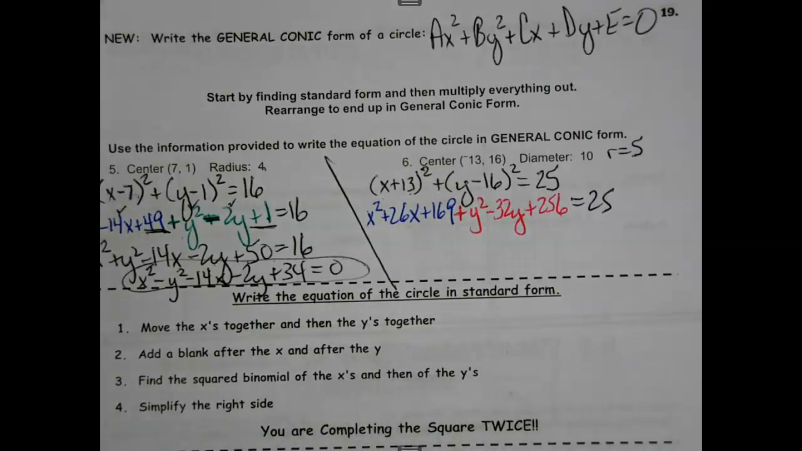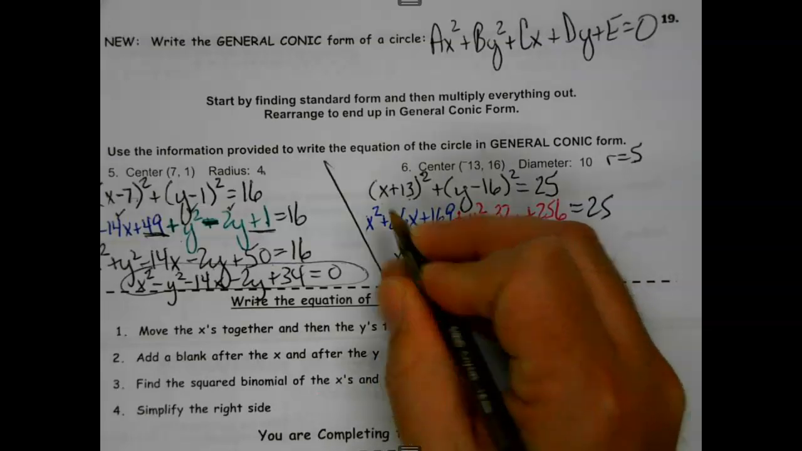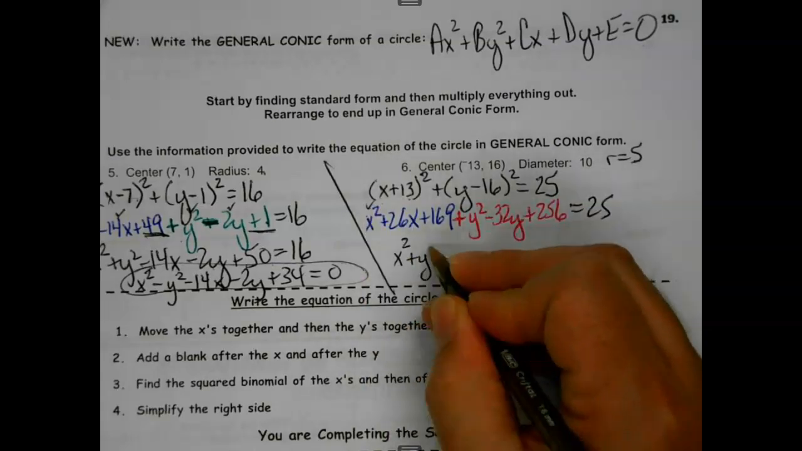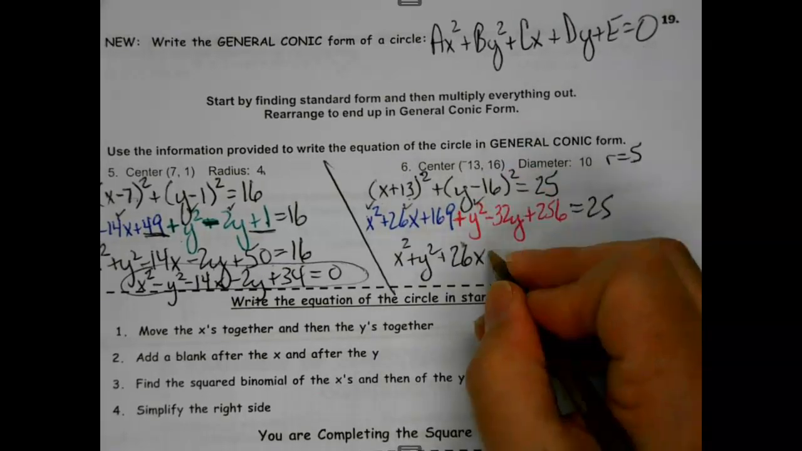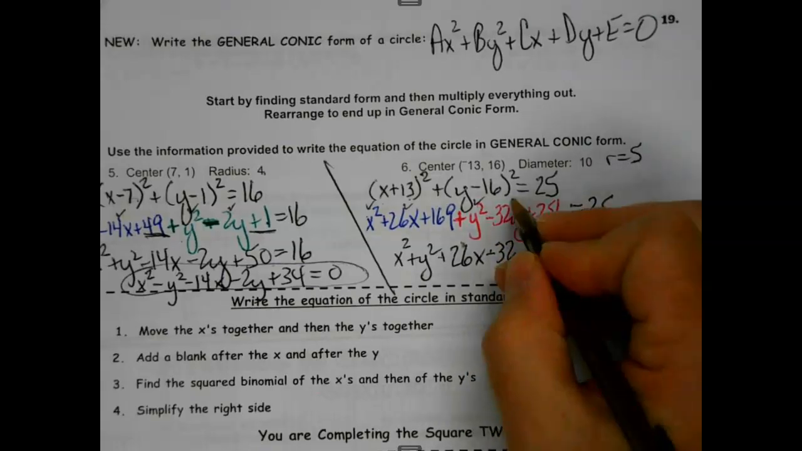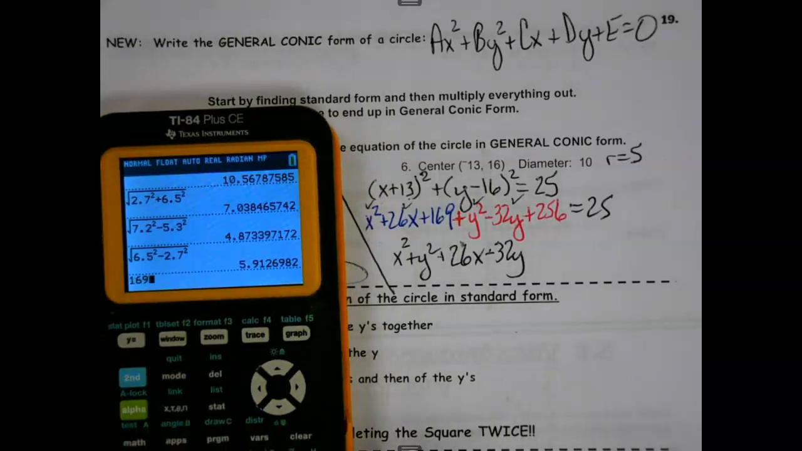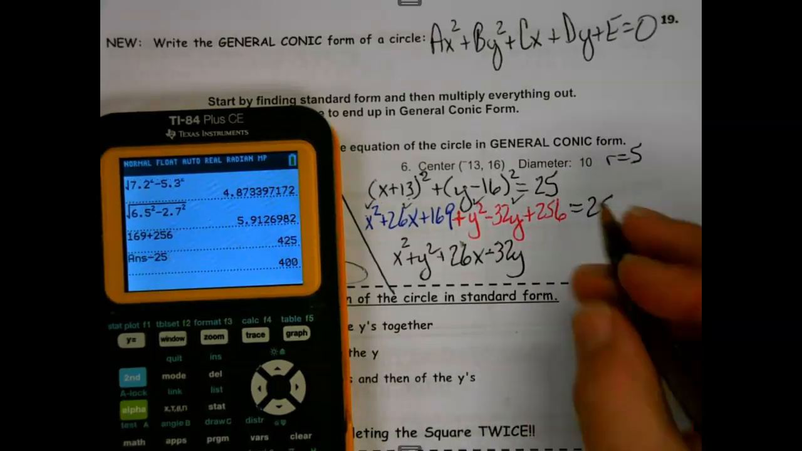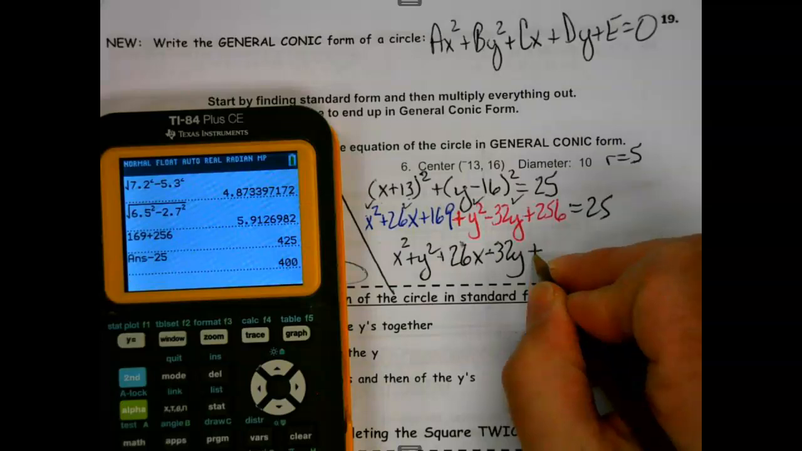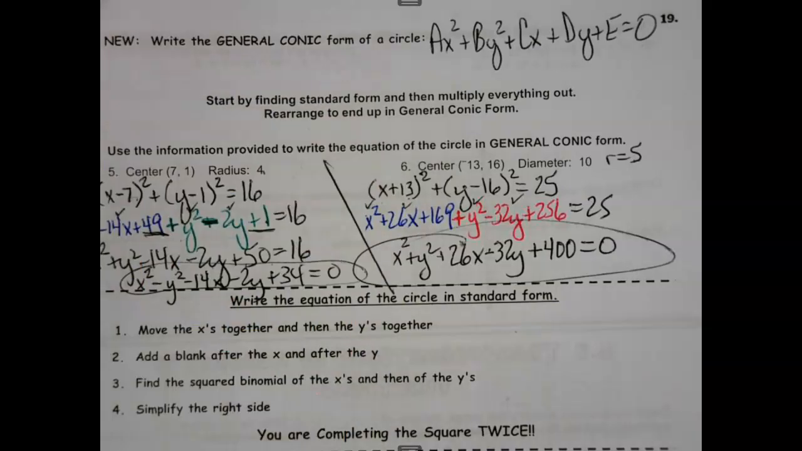So all of our parentheses are gone. We've fully multiplied this out. Now it's just putting everything in order from the greatest degree to the least. So x squared, y squared, 26x minus 32y. Now let's just fix this up. So 169 plus 256, but I need to minus the 25 over. I'm in conic.